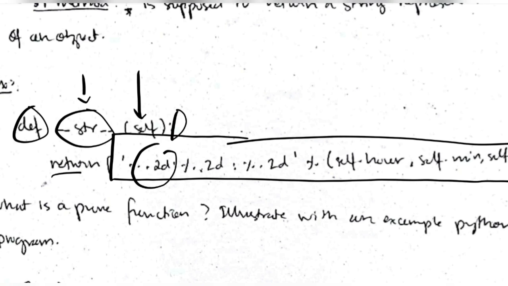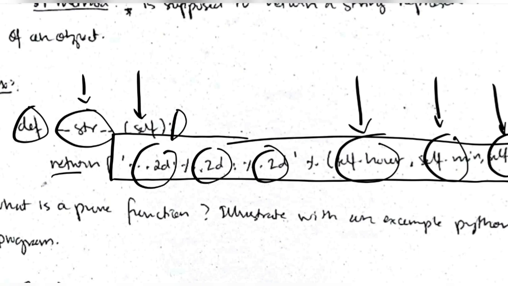What's happening here? Three things are there. Three times I have written percentage 2d, and after that I have written self.hour, self.minute, and self.seconds. So the hours value, minutes value, and seconds value will be printed in these respective positions.